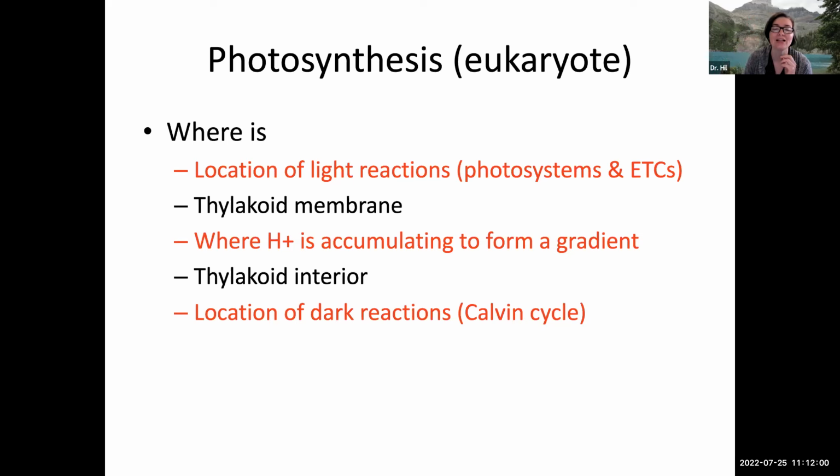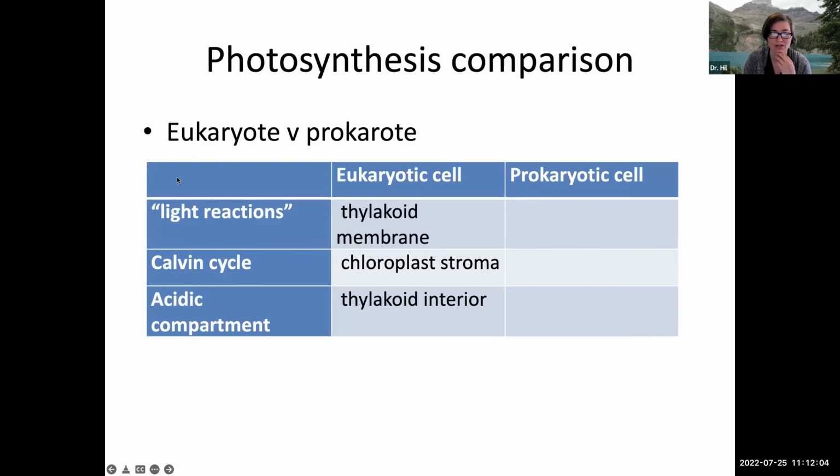It's analogous to the matrix of the mitochondrion. Okay, so this summarizes those things, right? The so-called light reactions are happening in the thylakoid membrane of a eukaryotic cell that has a chloroplast. The Calvin cycle happens in the stroma, and the place where the hydrogen ions are put is the thylakoid interior.